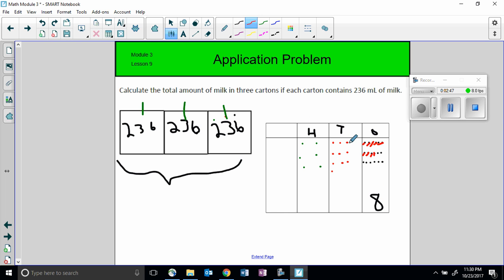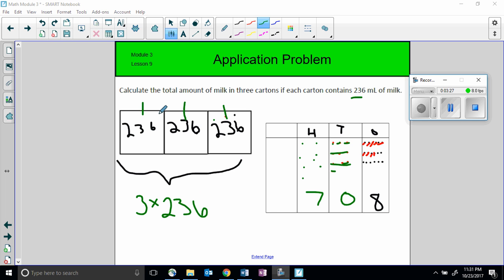Let's check this one. 1, 2, 3, 4, 5, 6, 7, 8, 9. Uh-oh, that's 10. So I have to mark these off, because I could also erase them or X them out, but it's going next door. And that leaves me with none in the middle because I marked them all off. They're all gone. 1, 2, 3, 4, 5, 6, 7. So this place value chart showed me that 3 groups of 236, or 3 times 236, equals 700.